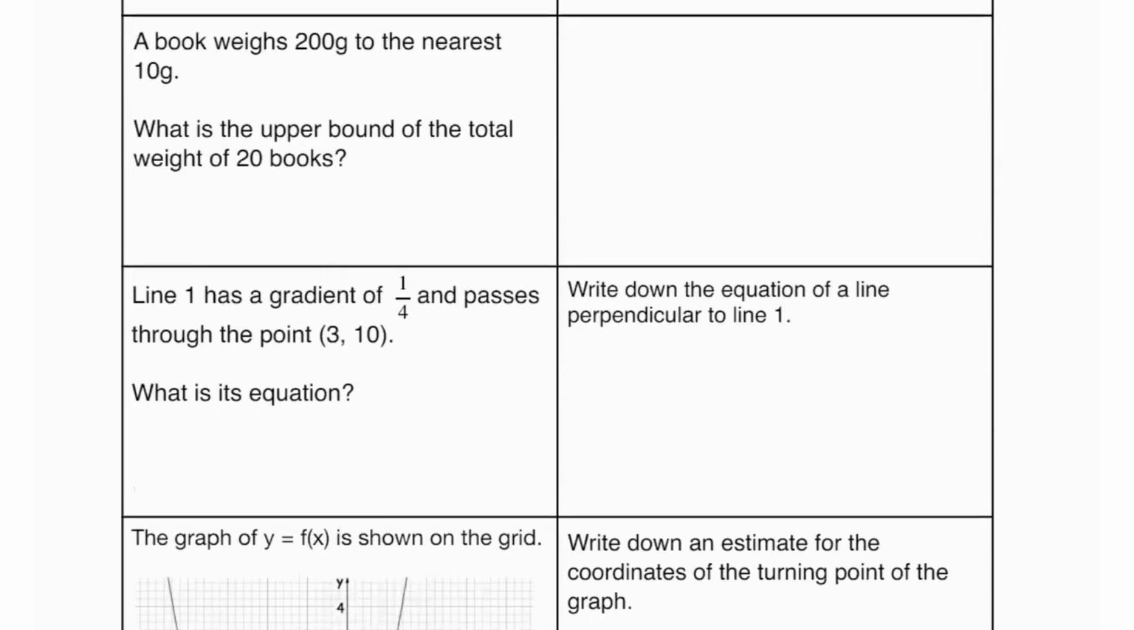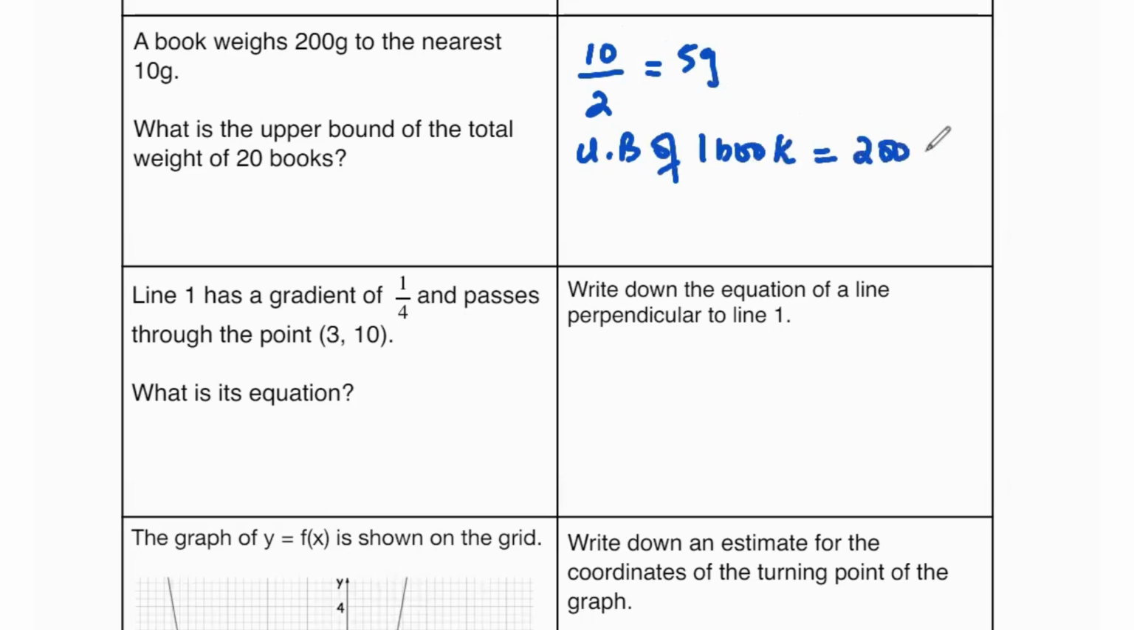Then it says a book weighs 200 grams to the nearest 10 grams. What is the upper bound of the total weight of 20 books? So to find the upper bound, we need to first find the upper bound of one book. First we divide the degree of accuracy, which is 10, by 2. That's going to be 5 grams. Upper bound of one book would be 200 plus 5, which is 205 grams.